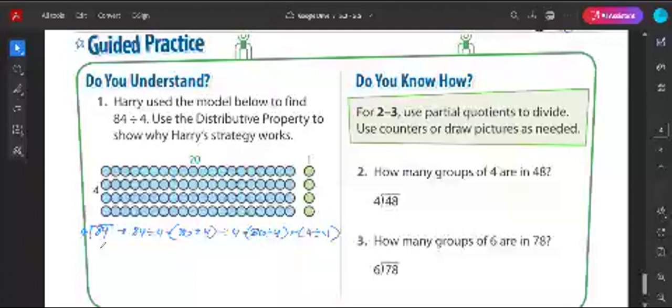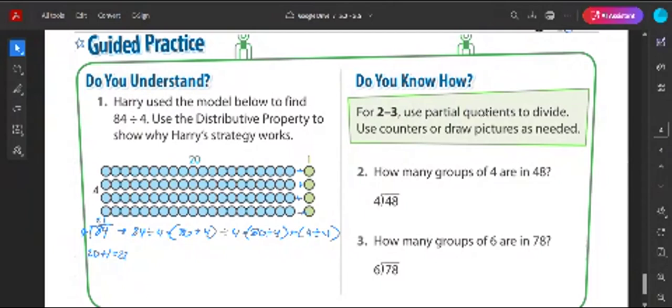So 80 divided by 4, 4 times what equals 80? Well, let's just think about 4 times what equals 8. 4 times 2 equals 8, so in this case, 4 times 20 equals 80. And then 4 divided by 4 equals 1, so now I have 21 as my actual quotient. And that's what we have here, 20 and 1 for each group. They are equally divided. So there are no remainders here.